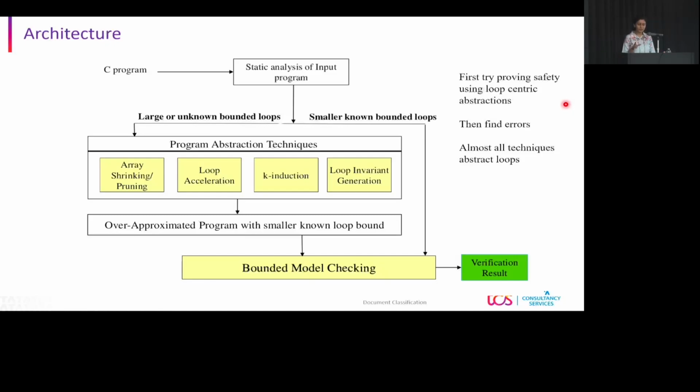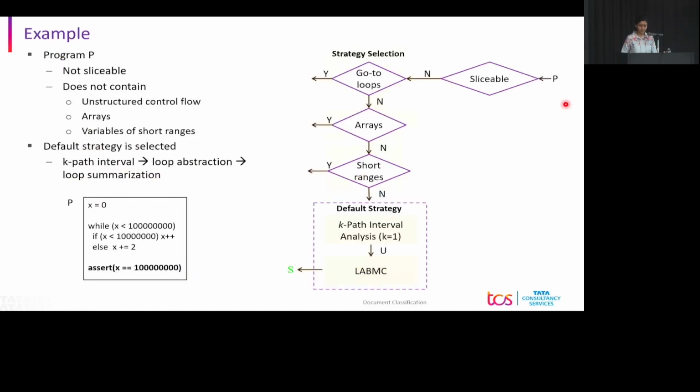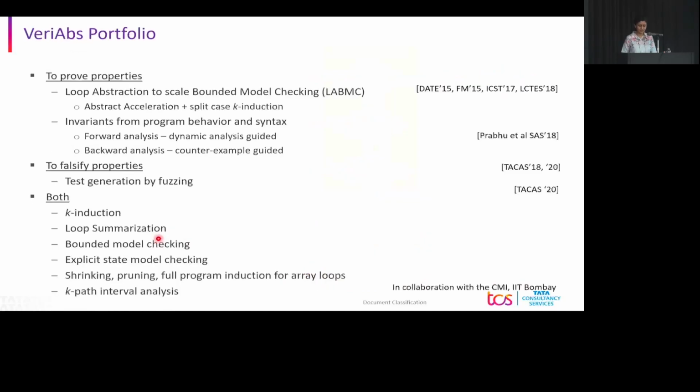So what we are doing is that abstractions without refinements are being compensated for by using test generation and bounded model checking. That's what we are doing. This is just an example which shows how strategy selection is done in VeriAbs. I'm going to skip this slide.